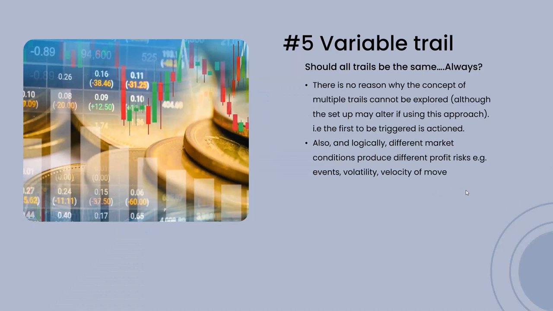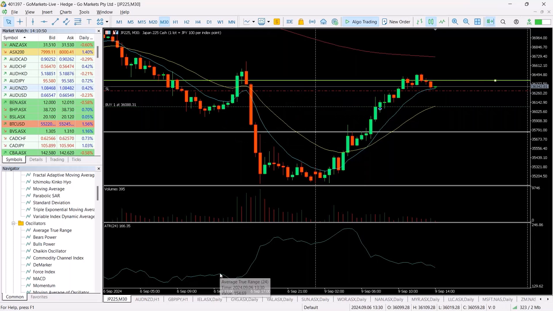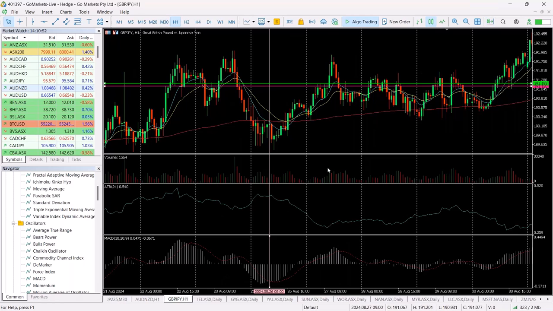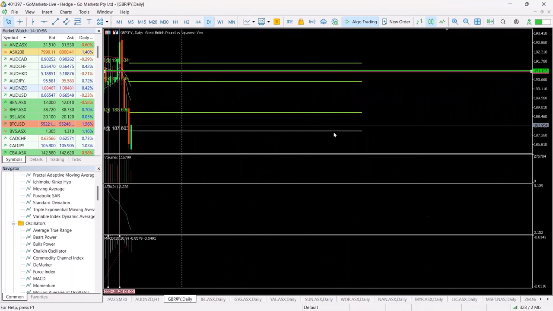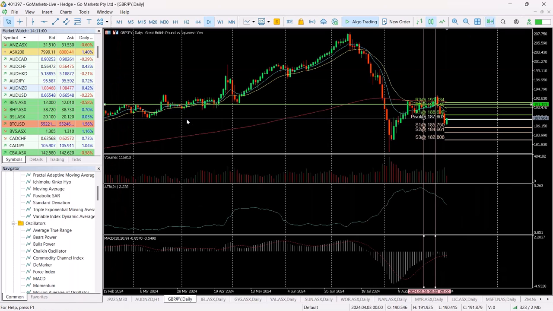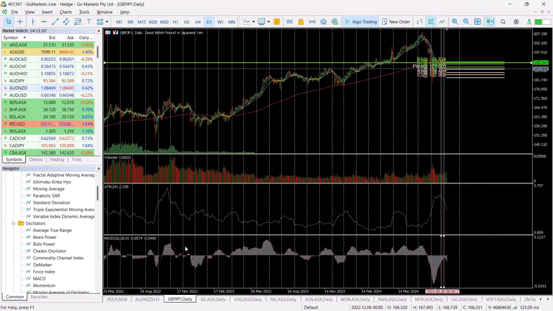So the velocity of the move will increase the distance between the MA and price. It may be that increased volatility means, what do I mean by increased volatility? Well, you just have to look at what the GB pound on a daily chart is doing at this stage. This is volatility. This is the ATR on the GB pound daily. So we're at pandemic levels almost. Actually, when was that? Not quite pandemic levels.